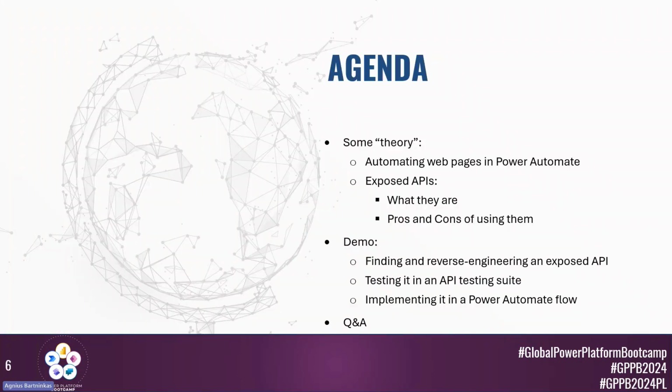The topic today is using exposed APIs instead of scraping web page user interfaces. The agenda is pretty straightforward. I'll share a few slides where I'll take you through the basics of what exposed APIs are and why it makes sense to use them. And then I'll switch to a demo where I'll show you how to actually find and reverse engineer an exposed API on a page, how to test it, and how to implement that in Power Automate. And we'll have some Q&A.